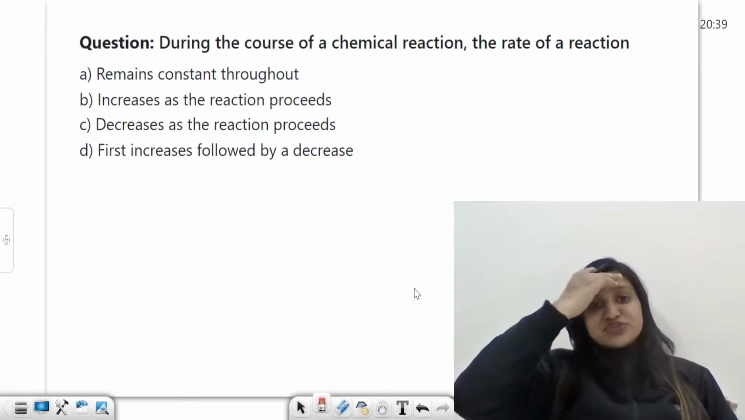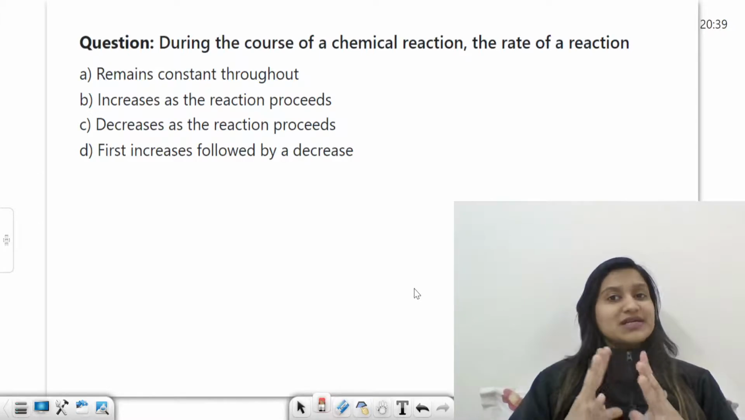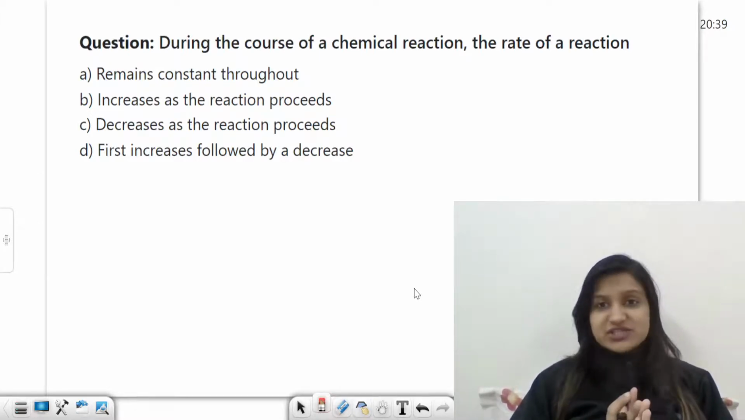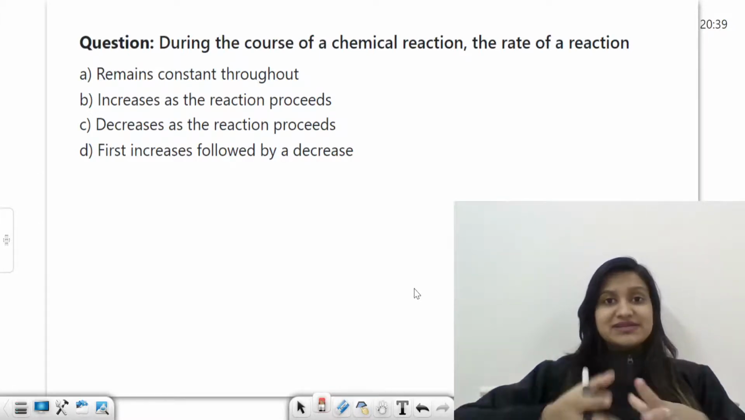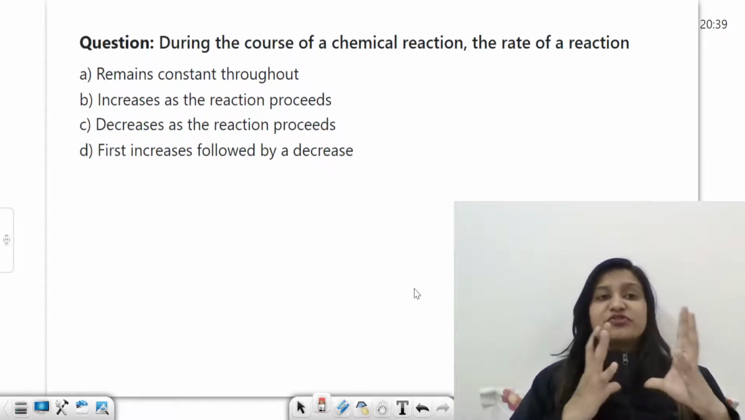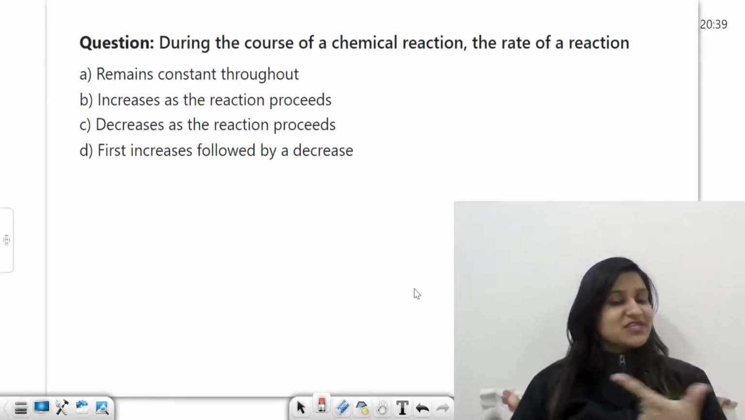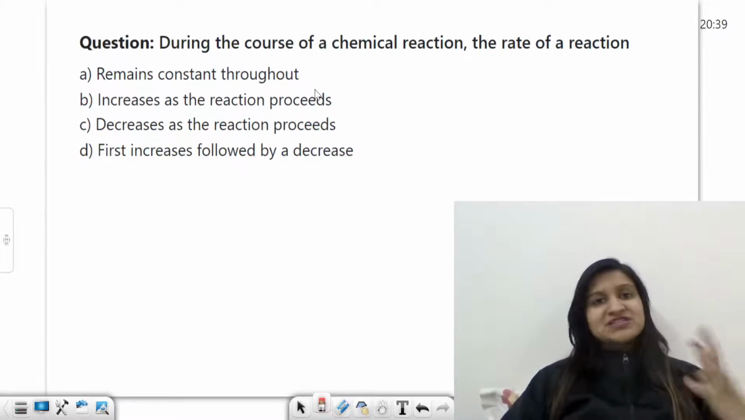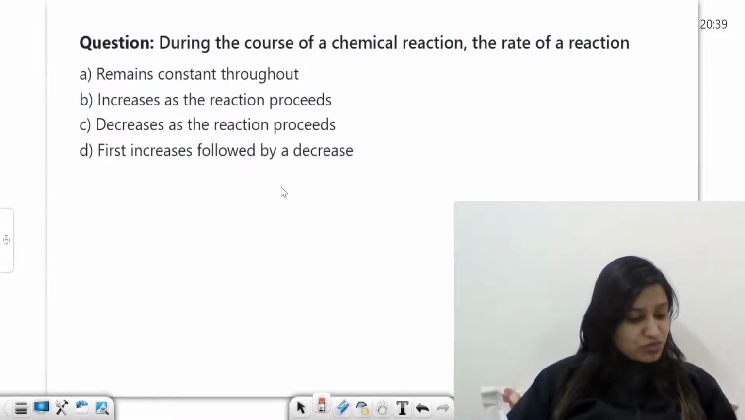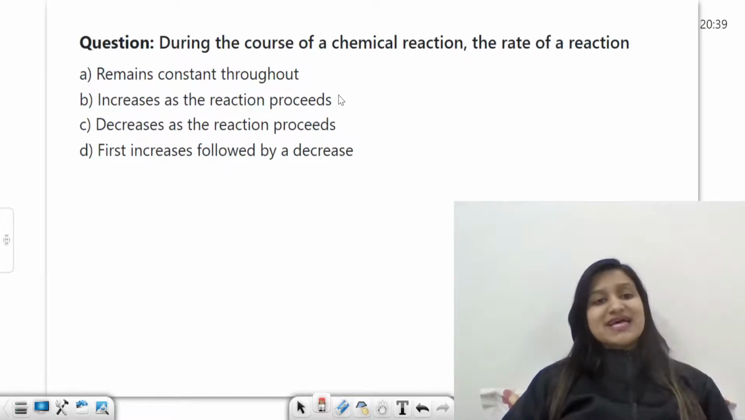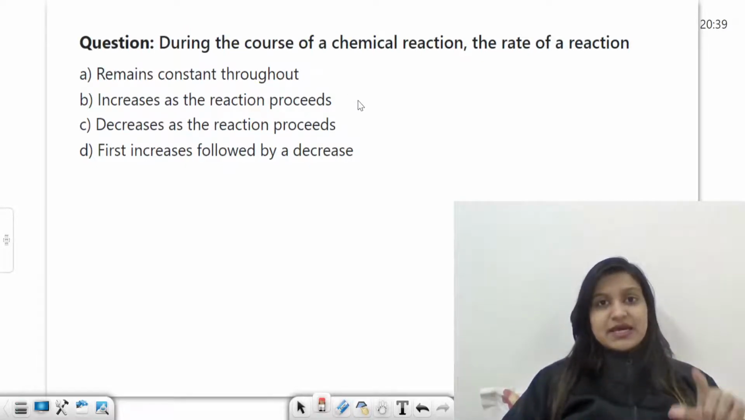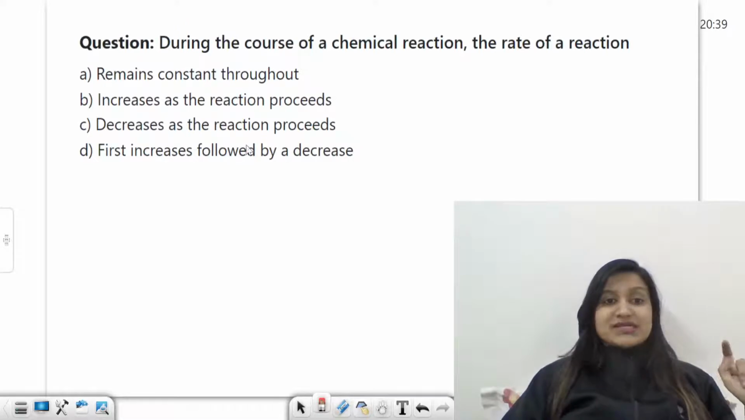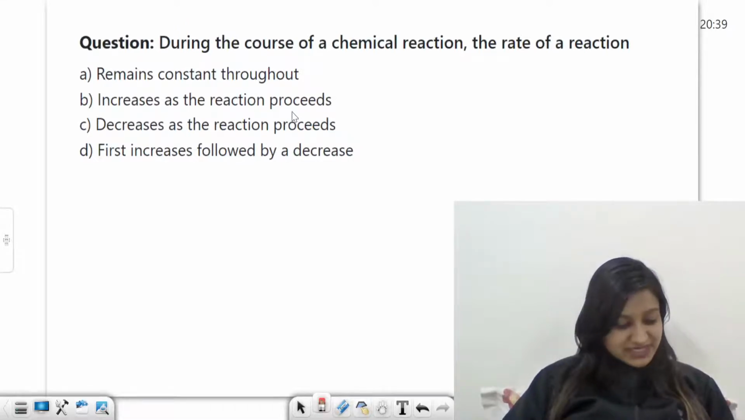All right. So during the course of a chemical reaction, the rate of reaction. Now, when the chemical reaction is proceeding, what happens with the rate of reaction? It remains constant throughout? No. That's great, Piyush. Increases as the reaction proceeds? No. Decreases as the reaction proceeds?